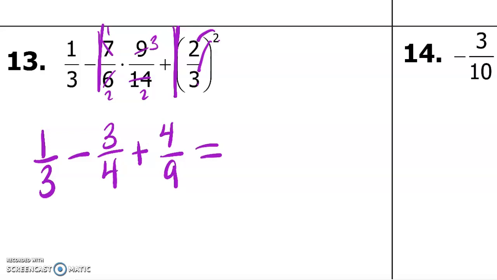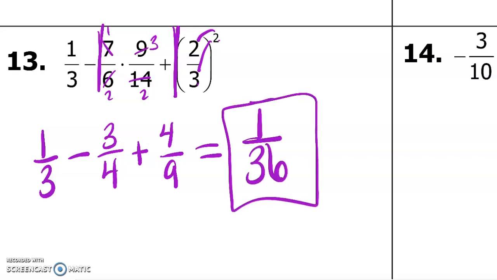Now that it's all into fractions, again, you can use your ABC button unless you want to get your common denominators and everything. But we have 1/3 minus 3/4 plus 4/9. That ends up being 1/36. So it's no different than the rest of them. Just break them into parts and do each thing separately. Get it all down to addition and subtraction, then just put that all into one.